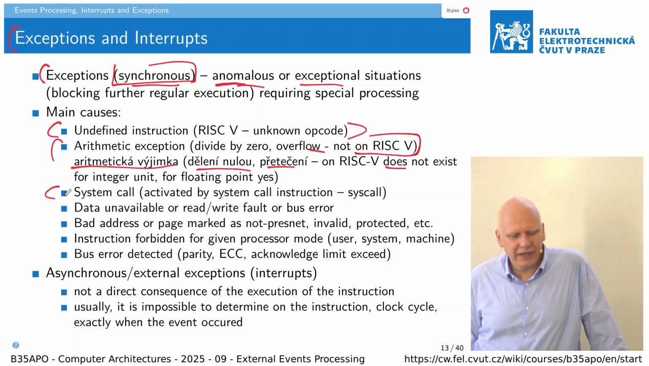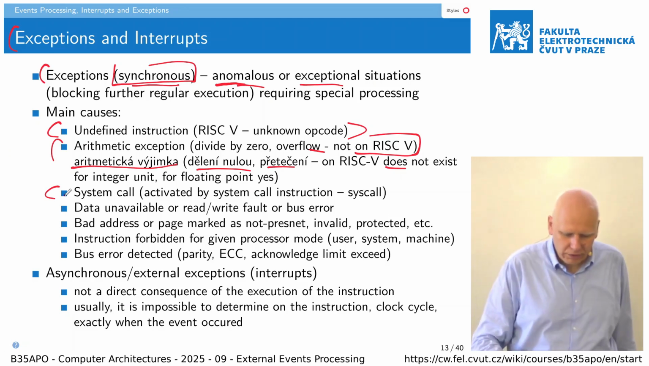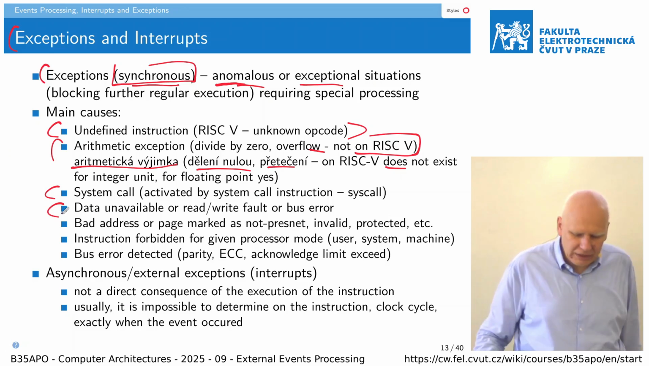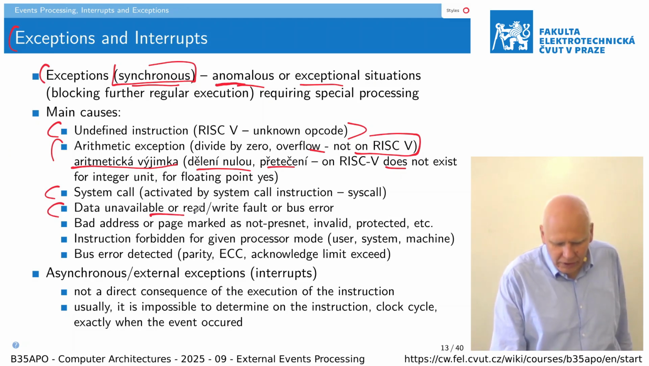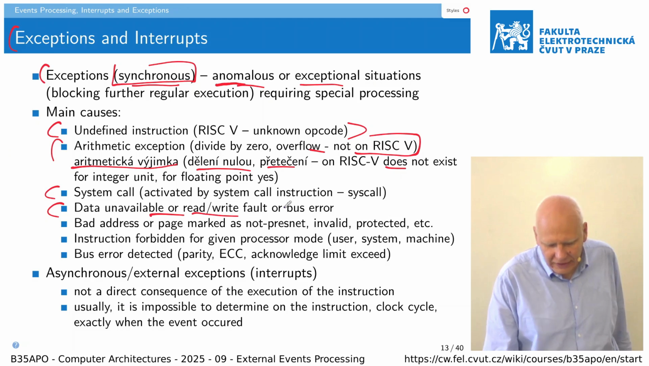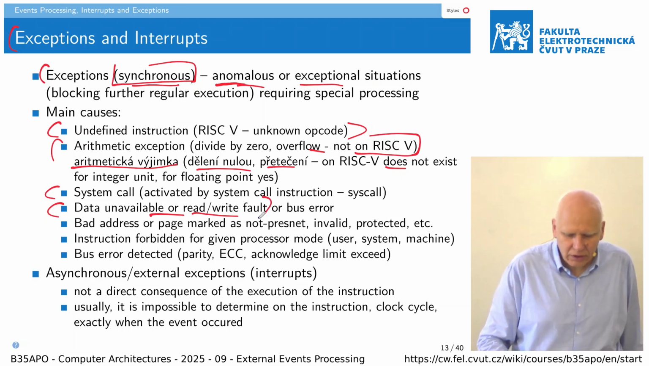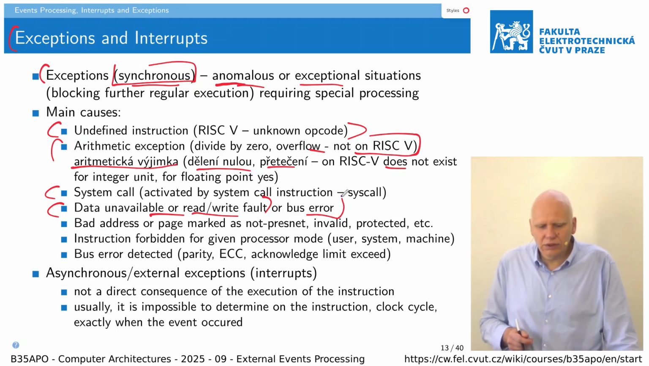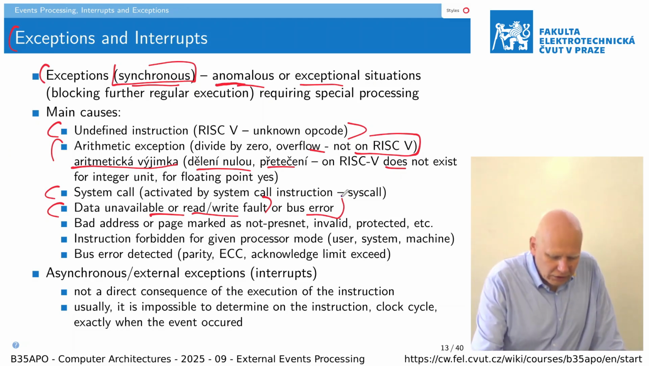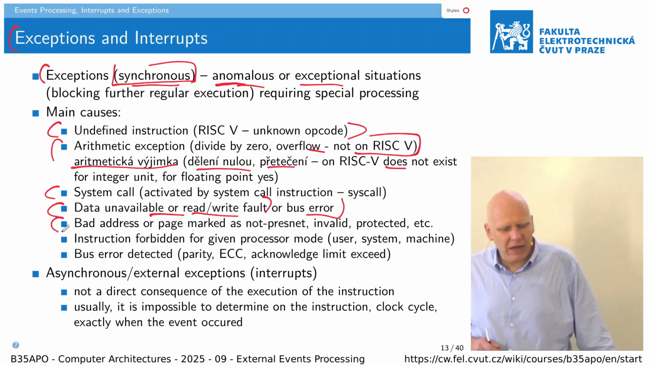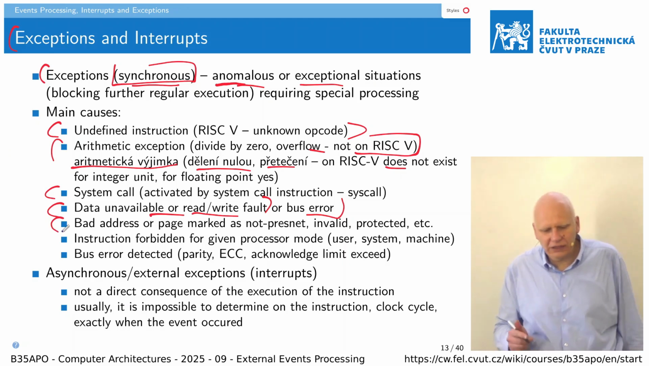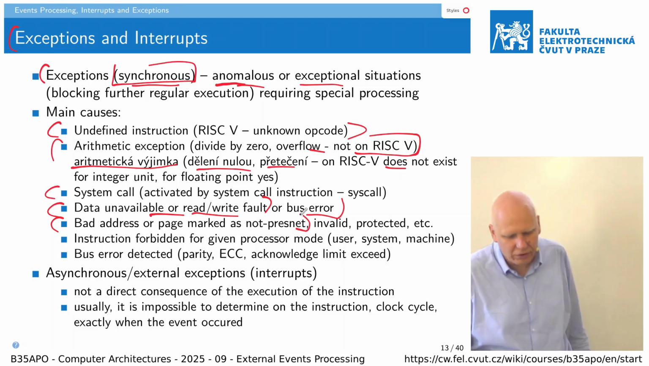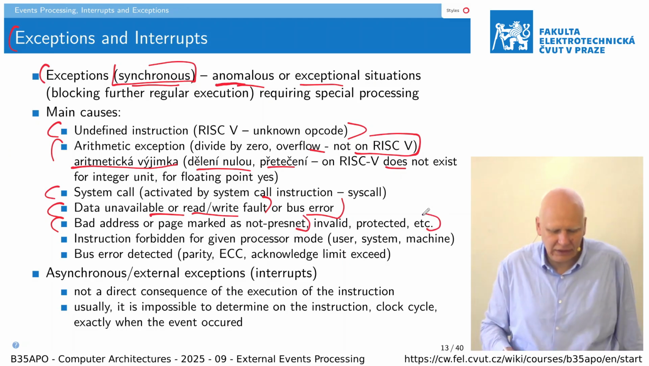So this is a way how you can, for example, ask the operating system to print some text string on the console and so on. Then there can be a problem: the data are unavailable, or a read-write fault or bus error has occurred. So those are another kind. Then there can be a bad address or page marked as not present or invalid, protected, and so on.